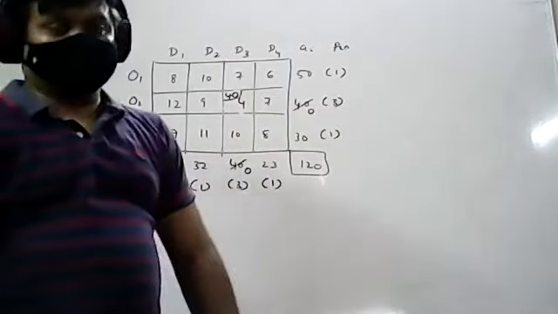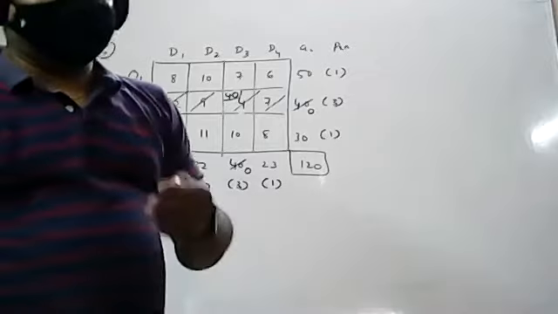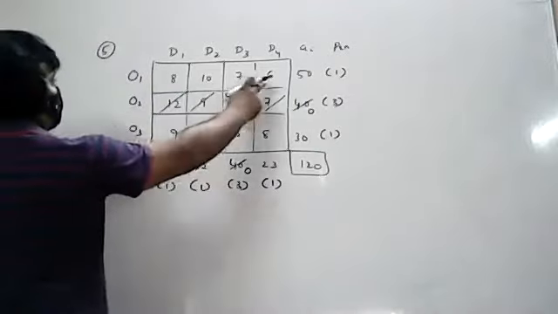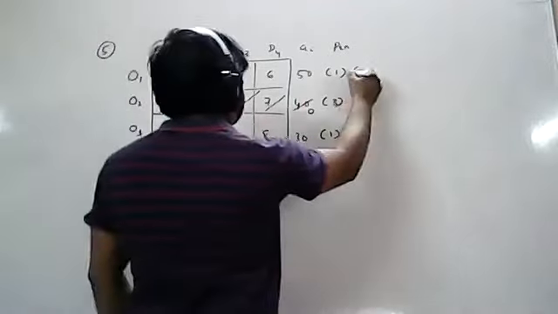Now repeat the procedure. How many rows are there? 2 rows are there. How many columns are there? 4 columns are there. You have to repeat this procedure until you get a single row or single column. So again, repeat the procedure. Second row is cancelled now. Third row, what you got? Smallest element, next smallest, 1.